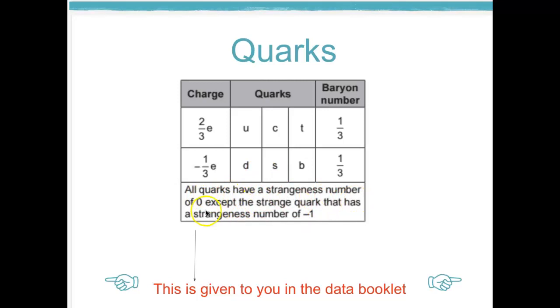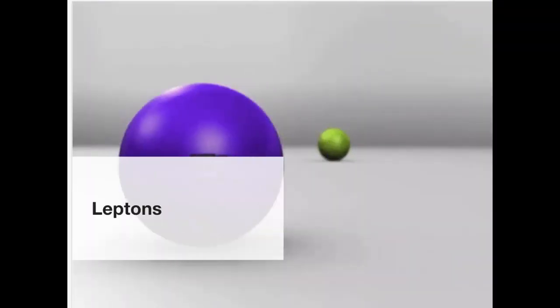All quarks have a strangeness number of 0, except the strange quark that has a strangeness number of -1. The anti-strange quark has a strangeness number of +1. So that's everything you need to know about quarks.